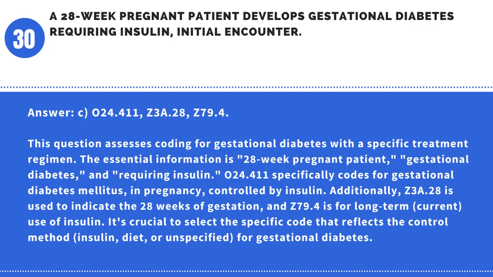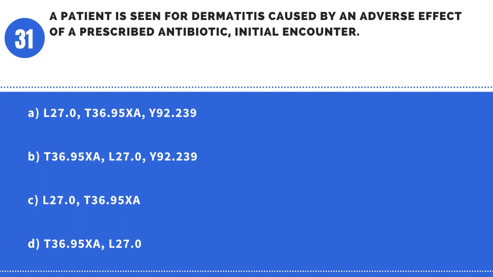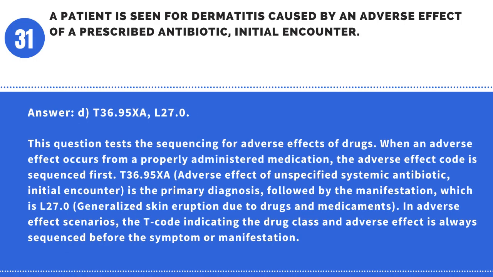Question 31. A patient is seen for dermatitis caused by an adverse effect of a prescribed antibiotic. Initial encounter. A. L27.0, T36.95XA, Y92.239. B. T36.95XA, L27.0, Y92.239. C. L27.0, T36.95XA. D. T36.95XA, L27.0. Answer D. T36.95XA, L27.0.